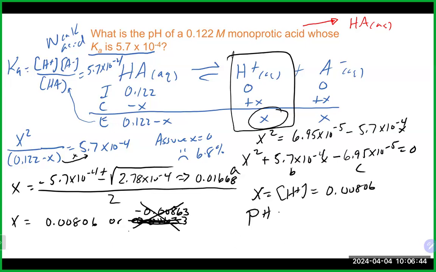Plugging that into our pH, minus the log of it, is going to yield us 0.00806. There you go, like a 2.09, looks like in this particular case. Any questions on any part of that there? So hopefully you can see, although they are Ka problems, they're really just still equilibrium problems, again, with the little addition of the pH formula there at the end. Any questions?